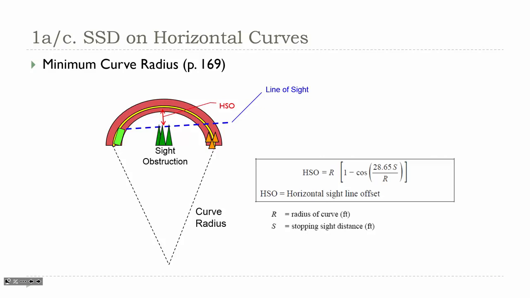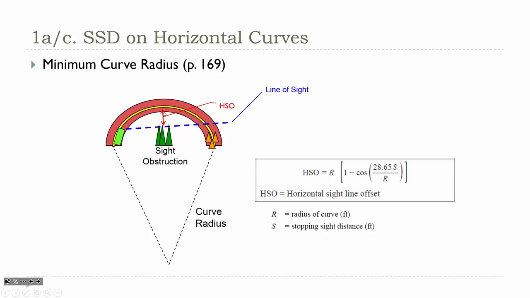All right, stopping sight distance on a horizontal curve. Here the application is the driver going around the turn. You've got some sort of obstruction on the side of the road, because their sight line is across the curve. They're not going to be looking along the center line of the roadway for an obstruction. The value that you're calculating is the HSO, or the horizontal sight line offset. That is the distance measured from the object itself, whether it's a tree or a sign or a cut section of rock, perpendicular to the center line of the inside lane.